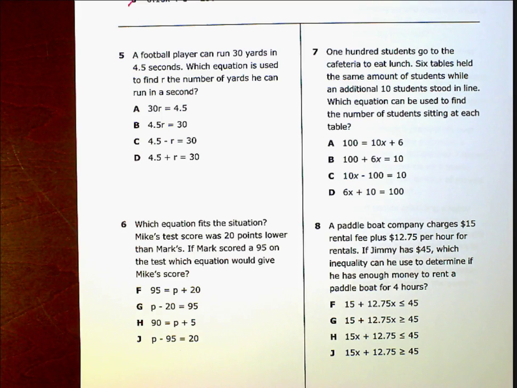Okay, so on to the next one, number 5. Now looking at the answer choices, you can tell that this one only has 2 numbers in it. So this is one of those. A football player can run 30 yards in 4.5 seconds. Which equation is used to find R, the number of yards he can run in a second? Okay, so it takes 4.5 seconds to run 30 yards.